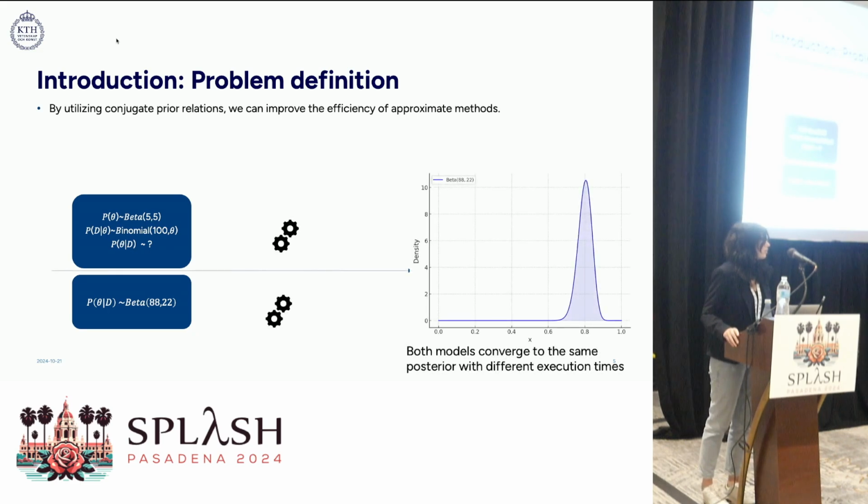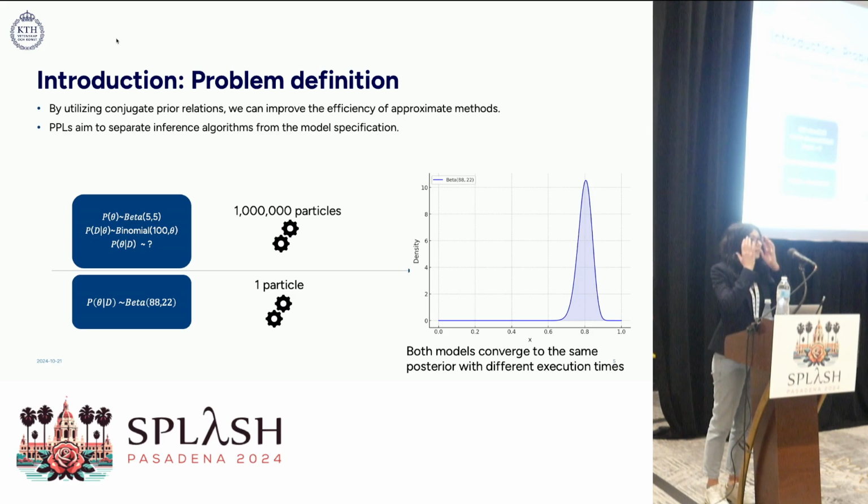These two models converge to the same posterior, so they give the same solution, but the model on the top requires 1 million steps with a naive Monte Carlo method, and the one below requires only one step. One key thing about probabilistic programming languages is that they try to provide modularity between the inference and writing the model. And a key thing here is that how the model is written affects the efficiency of the inference a lot. So can we somehow automate this process so that the user doesn't have to change the model?